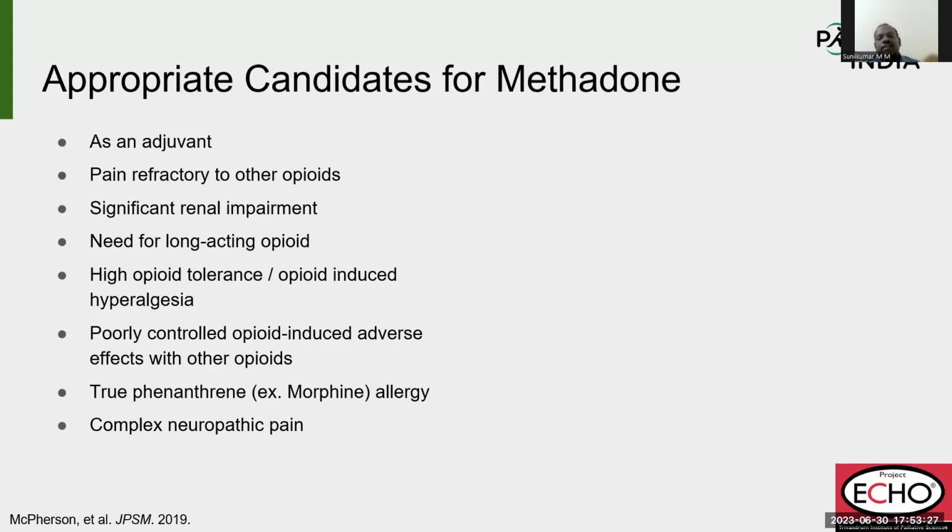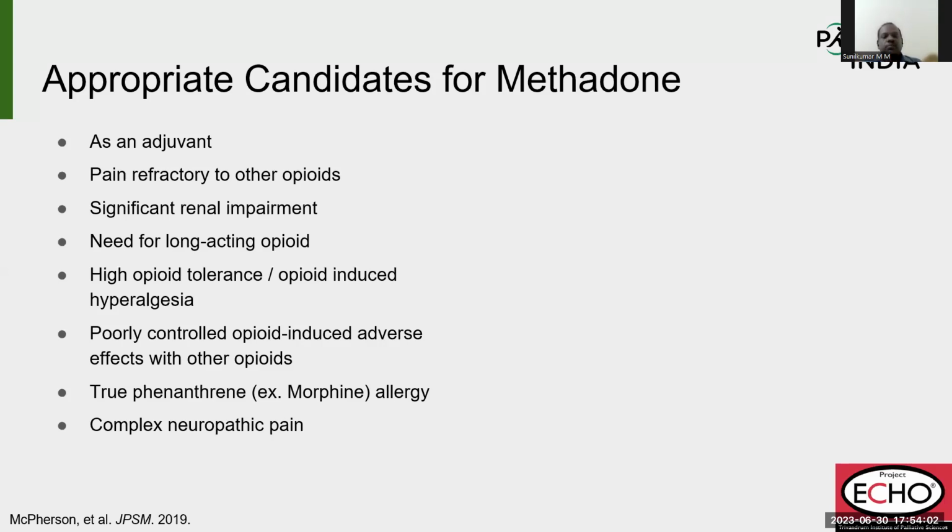Then the need for a long-acting opioid, because we know that the duration of action of methadone is 8 to 12 hours. And we already talked about high opioid tolerance, the patient on 1000 milligram and 2000 milligram of oral morphine. When we started the patient on methadone, they had very good pain relief. So high opioid tolerance, or there is a rare condition called opioid-induced hyperalgesia. Opioids can produce hyperalgesia in very rare patients. So if that occurs, then also methadone is the choice.